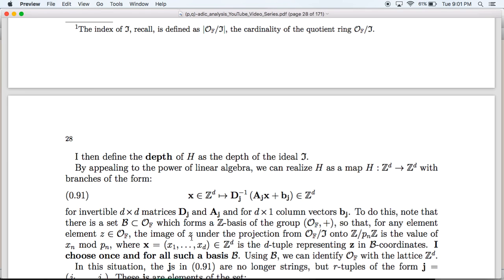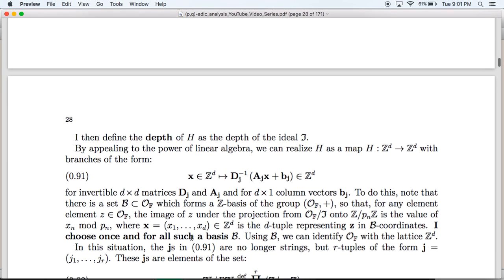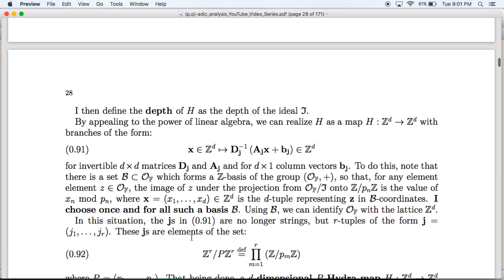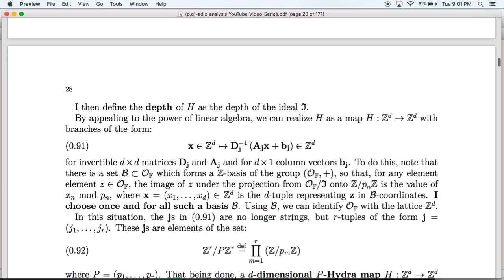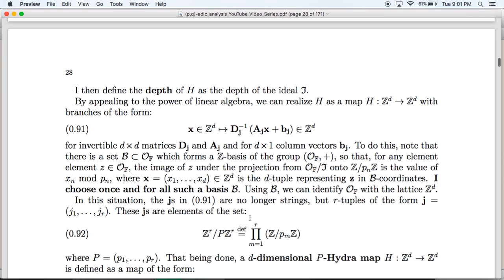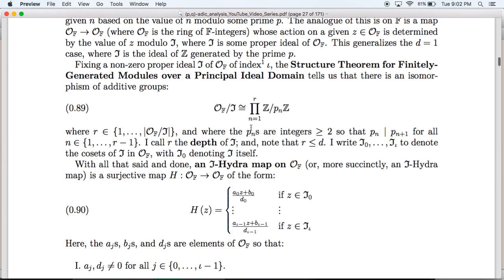So I choose once and for all such a basis B, and then we make the identification, as everything is nice. In this case, the J's are a leftover, so just ignore the strings, that'll make sense later. So instead of picking J's being subscripts, like we had the 0th map, the 1th map, each branch is going to correspond to some J in this set, which is my notation for this product right here.